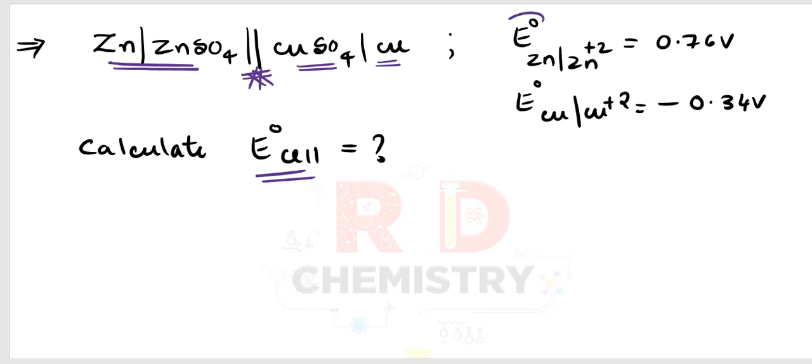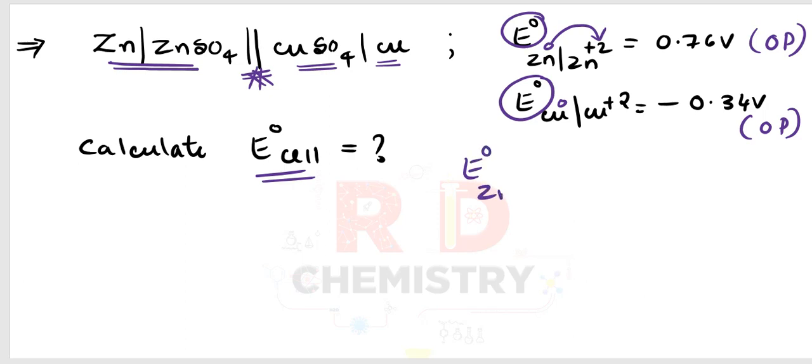Now see carefully, whenever they give E naught values, find out whether it is the oxidation potential or the reduction potential. Zinc becomes zinc 2 plus, therefore it is the oxidation potential. Copper 0 becomes copper plus 2, it is also oxidation, so it is the oxidation potential. But we will be restricting to the reduction potential. So we will be writing the reduction potential. E naught of zinc 2 plus becoming zinc 0 is a reduction reaction. Therefore, I must change the sign: minus 0.76 volt. This becomes the reduction potential.